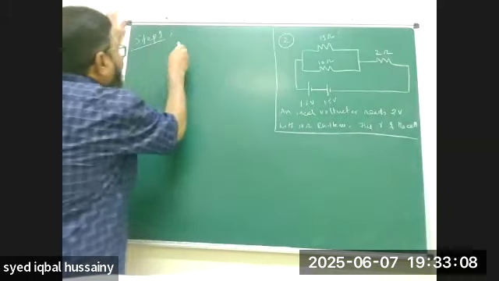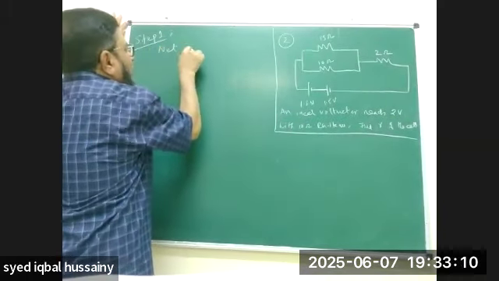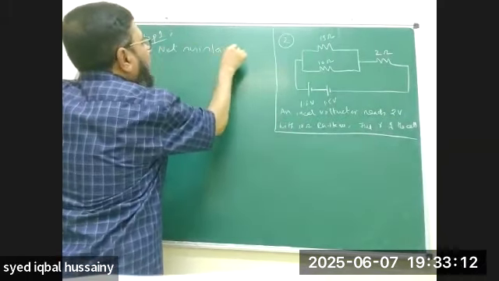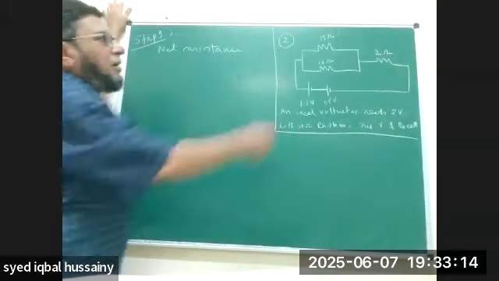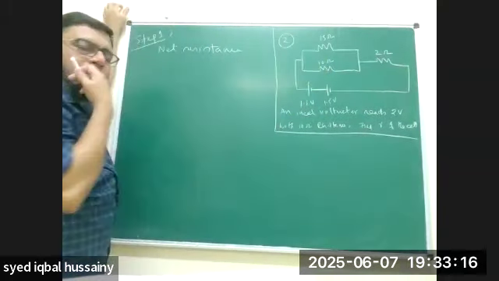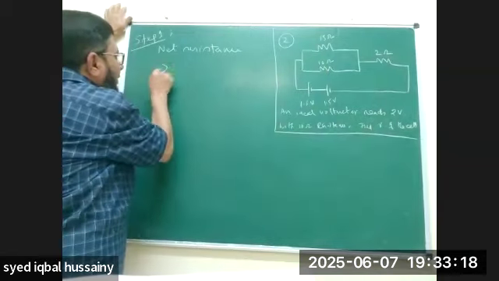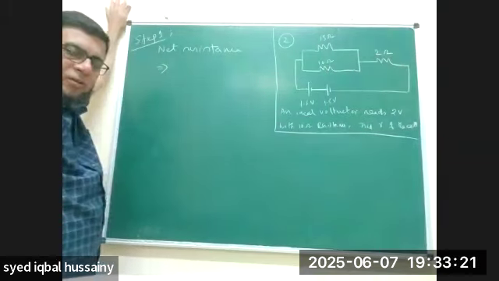So write down step 1. Net resistance. How will we make the net resistance? These two are in parallel. So what do we do for parallel? Multiply 15 into 10 divided by 15 plus 10. We will multiply.